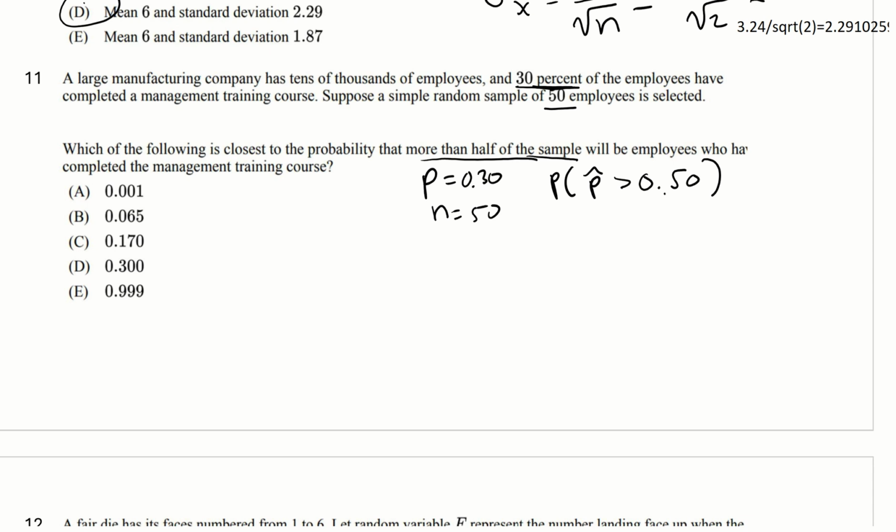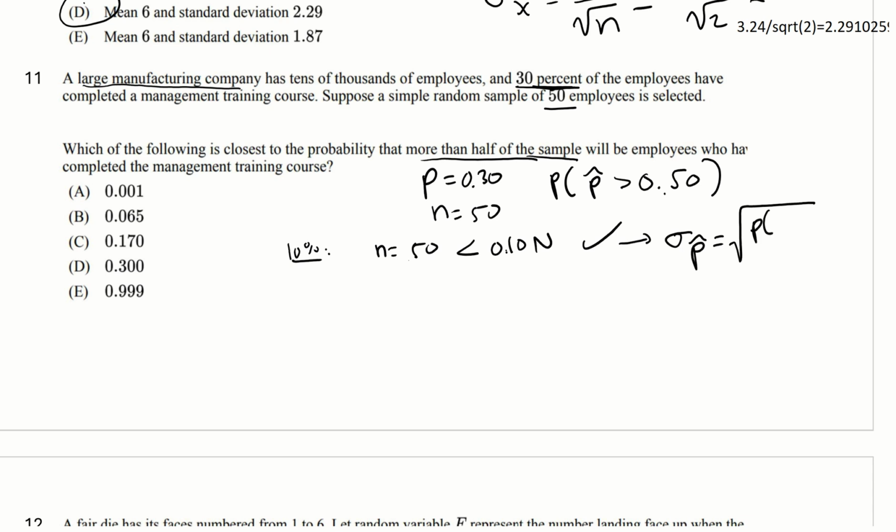And so when we calculate this, first off, we know that it's a large manufacturing company, and so that means that it satisfies the 10% condition. So that means that the sample of 50 people is likely to be less than 10% of the population. So that means we can use sigma p hat, which is the square root of p times 1 minus p divided by n. Okay, so we can use that formula.